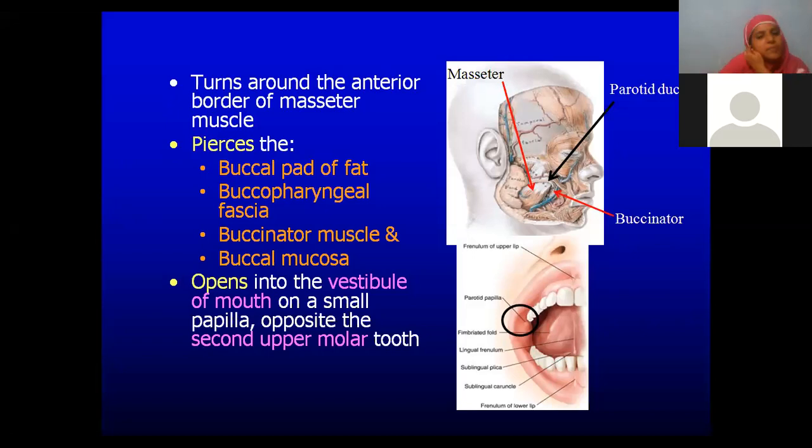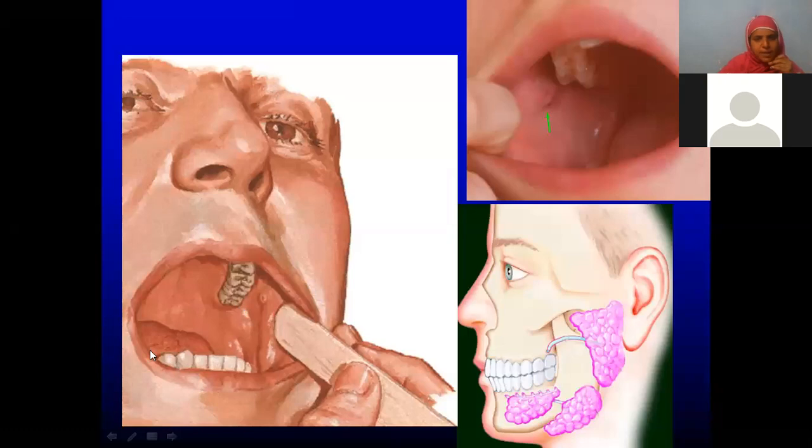So just now we have seen the opening of the parotid duct, isn't it? So where is it opening? Behind the upper second molar tooth. Okay. Now you can see this is Netter's atlas picture. You can see these are the molar teeth, and this is the second, and this is the opening of the parotid duct or the Stensen's duct.